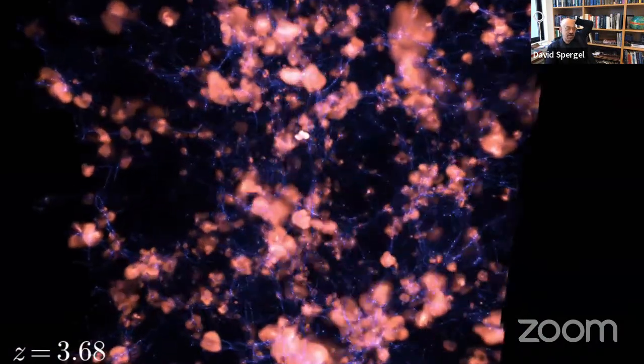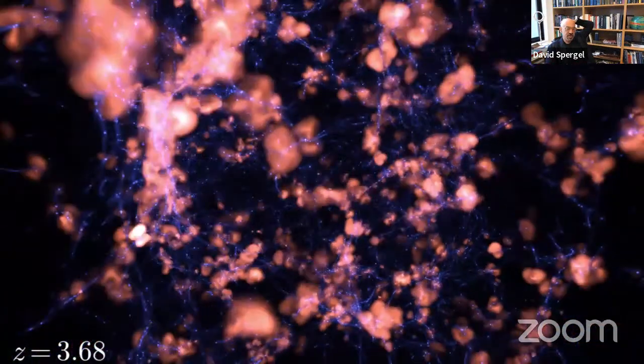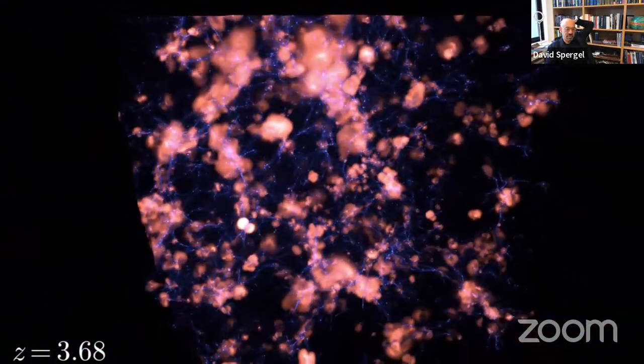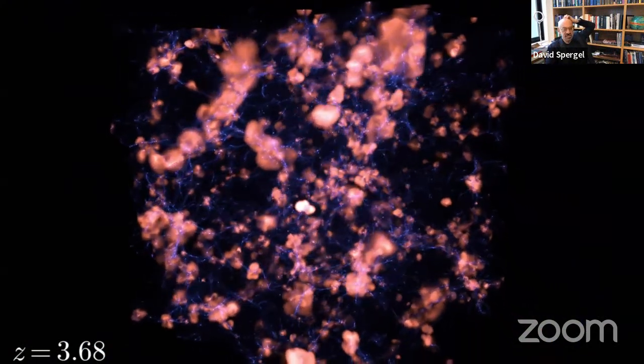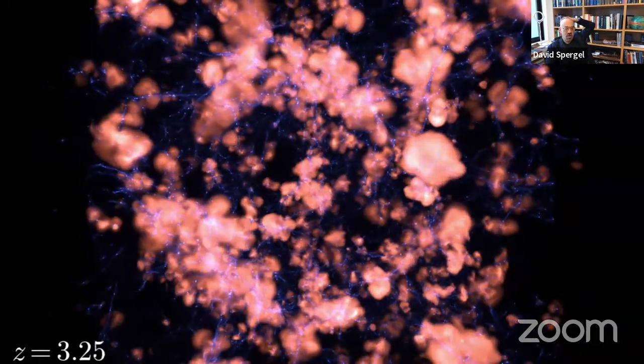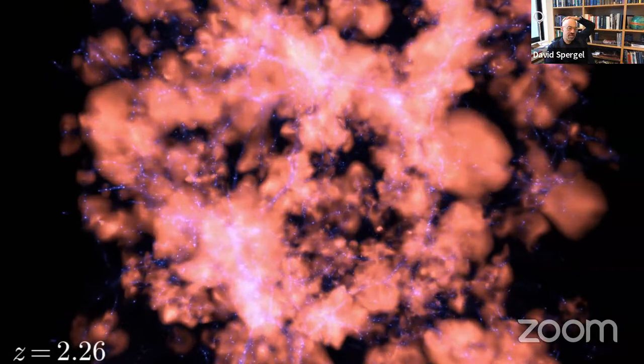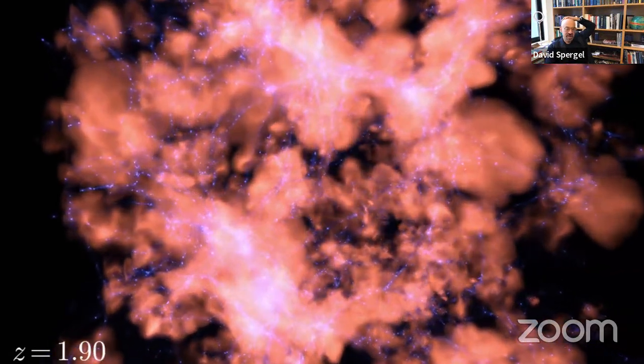The redshift here is showing the redshift of the universe as the simulation evolves. We're going forward in time as things go forward in redshift. Here you're seeing the simulations evolving further in time. You see more and more supernova and active galactic nuclei winds fill the universe with hot gas.